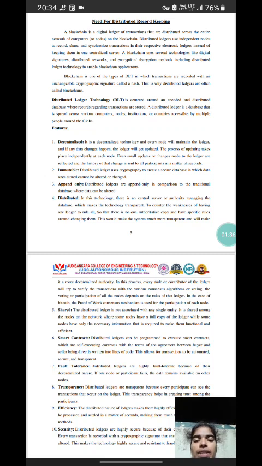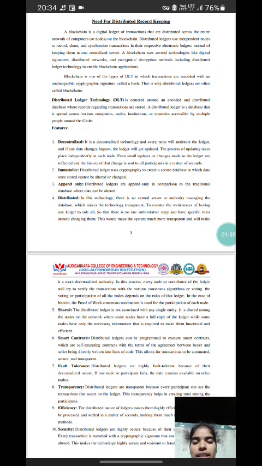Second one, immutable. Distributed ledger uses cryptography to create a secure database in which data once stored cannot be altered or changed. Append only. Distributed ledgers are append only, in comparison to the traditional database where data can be altered.